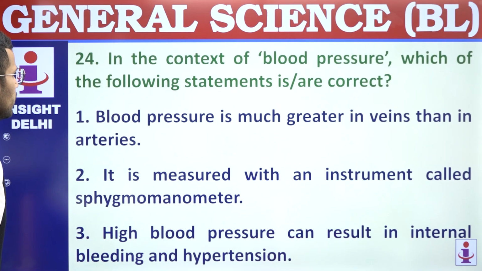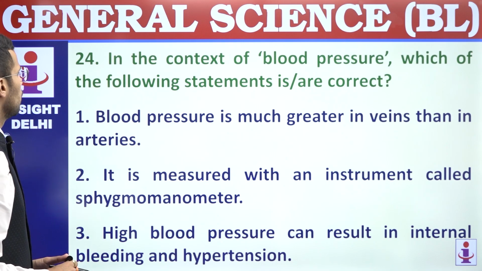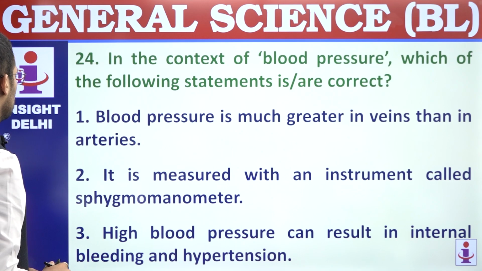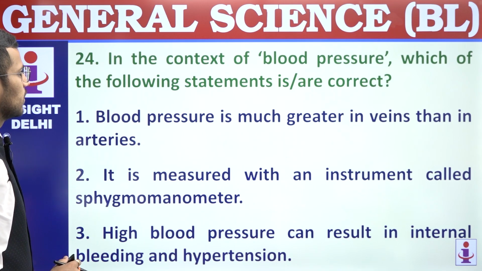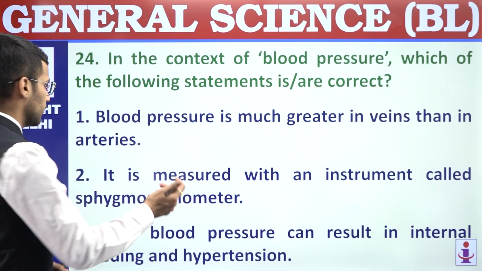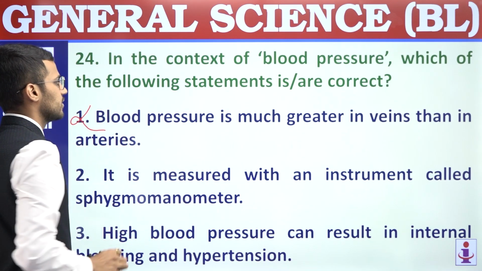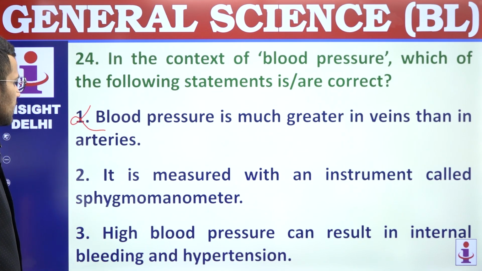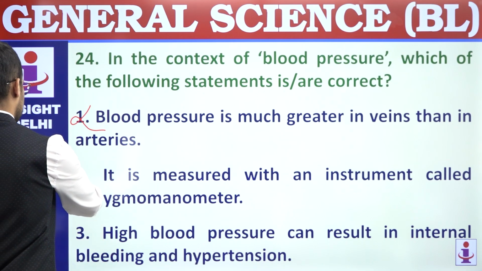24. In the context of blood pressure, which of the following statements are correct? First, blood pressure is much greater in veins than in arteries. It is reversed. It is greater in arteries than veins. So first statement is incorrect. Second, it is measured with an instrument called sphygmomanometer. Right? So this is correct statement.